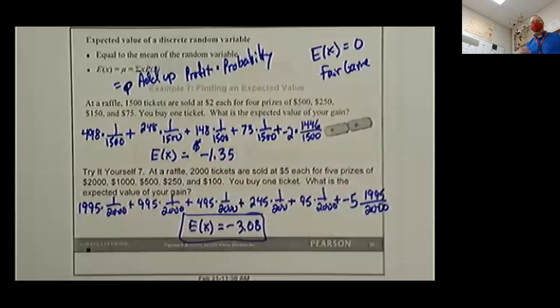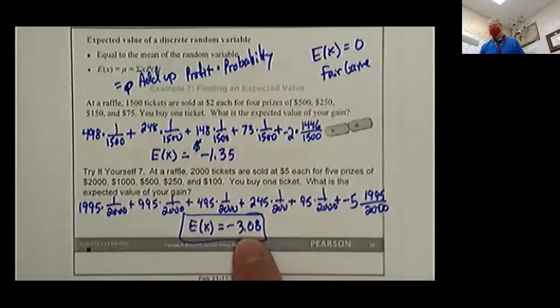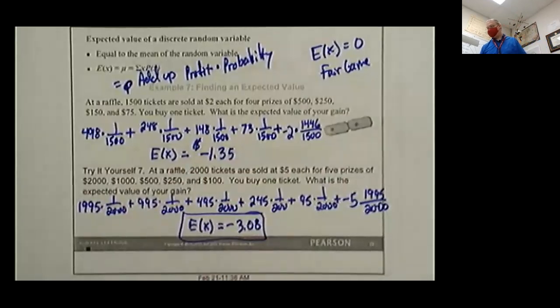This could actually be applied to real games. And if this value is 0, then it's considered a fair game. For example, if you flip a coin each time, the number of heads and number of tails, this would equal 0, and therefore it should be a fair game.